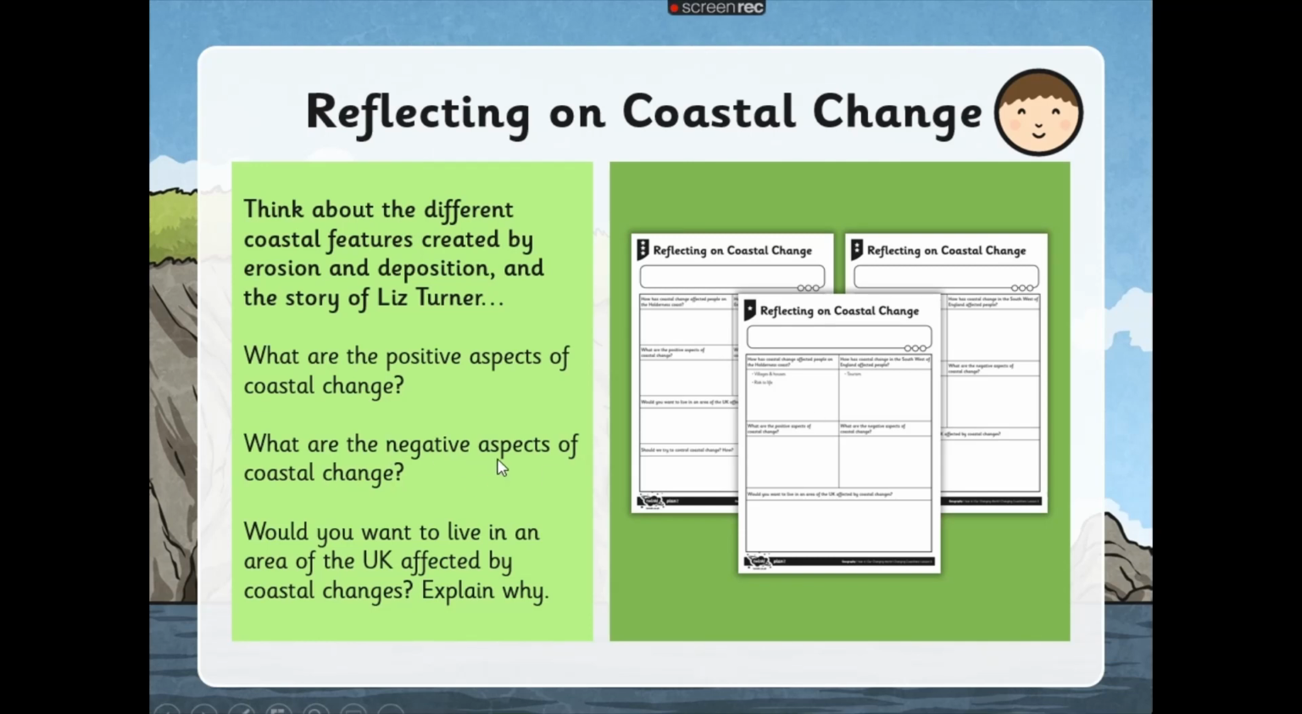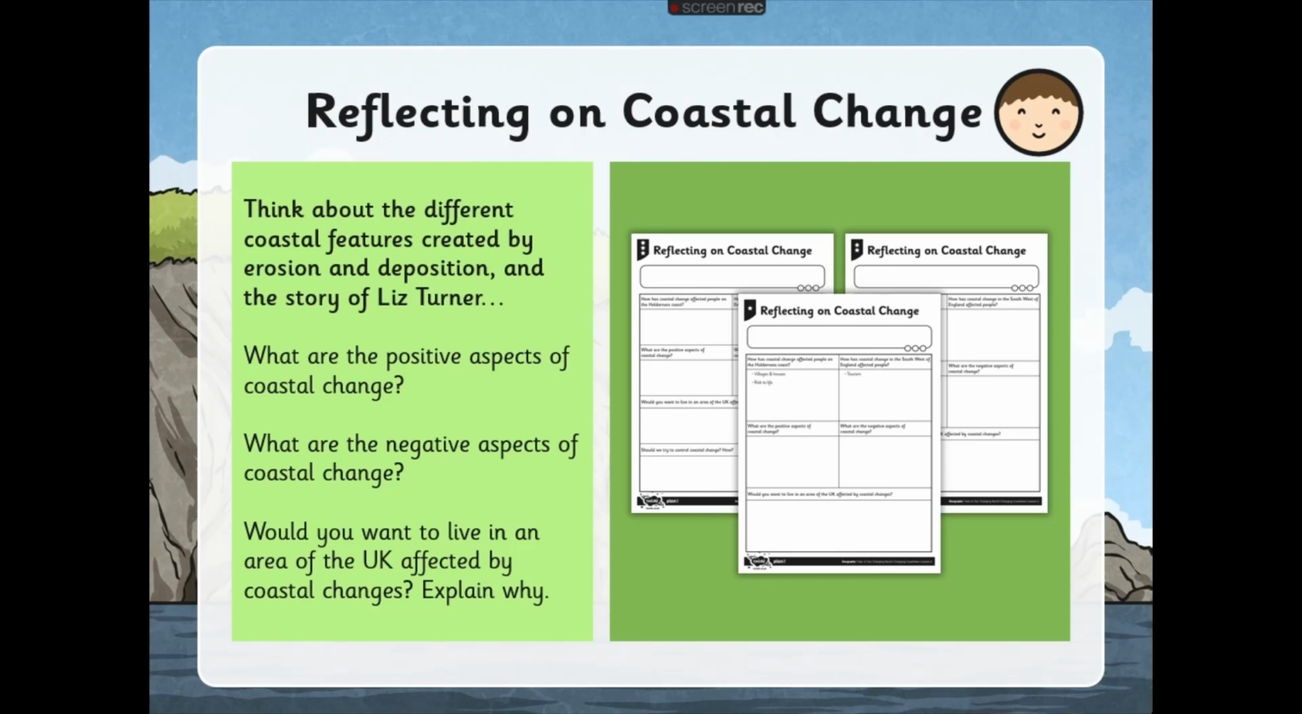What are the negative aspects of coastal change? So what are the bad things with coastal change? How is it a bad thing? So you need to think about the good things and the bad things and how it has affected people. And at the bottom of your sheet, it would say, would you want to live in an area of the UK that has been affected by coastal changes? And you will need to explain why. So not just yes or no, but why. Why would you want to live there? Or why would you not want to live there? And again, answer in full sentences explaining your reasoning.